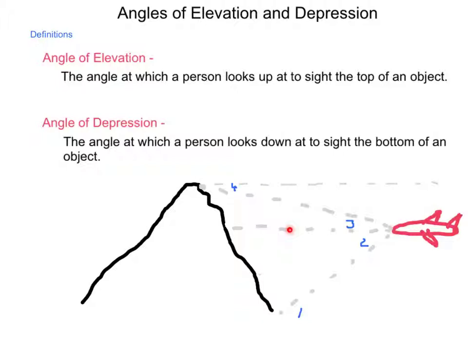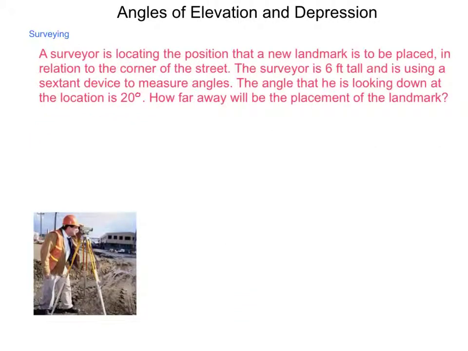Let's take a look at our first example. A surveyor is locating the position of where a new landmark is to be placed in relation to the corner of the street. The surveyor is about 6 feet tall and is using a device called a sextant to measure the angles. The angle that he is looking down at the location is 20 degrees. How far away is the placement of the landmark?